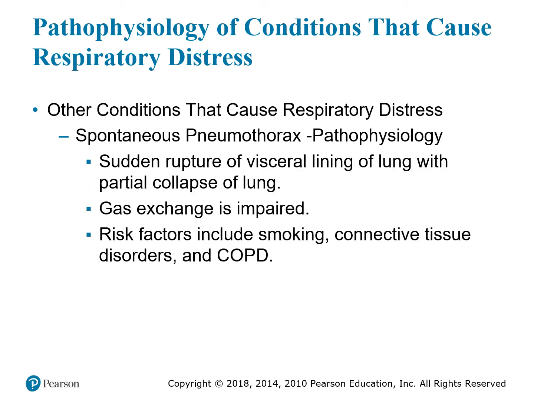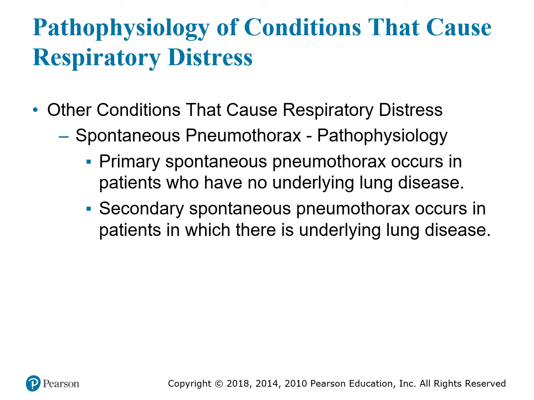Next up is the spontaneous pneumothorax, which is the sudden rupture of the visceral lining of the lung or the partial collapse of a lung. As you can imagine, if we have a rupture inside the lung, that's going to impair gas exchange. And we have risk factors including smoking, COPD, or some connective tissue disorders. We divide spontaneous pneumothorax into two categories where we have primary spontaneous, where the patient had this occur and they didn't even have an underlying lung disease. And secondary spontaneous pneumothorax is when there is an underlying lung disease.